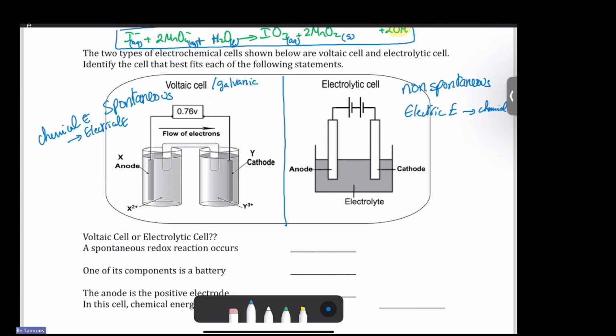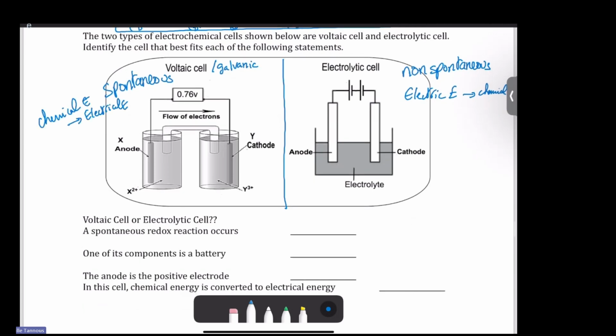Also, there are differences between the electrodes of the electrolytic and voltaic cell. In the electrolytic cell, the cathode is the negative and the anode is the positive. Whereas in the voltaic cell, the cathode is the positive and the anode is the negative. The rest is the same. At the anode, there's always an oxidation. At the cathode, there's always a reduction.